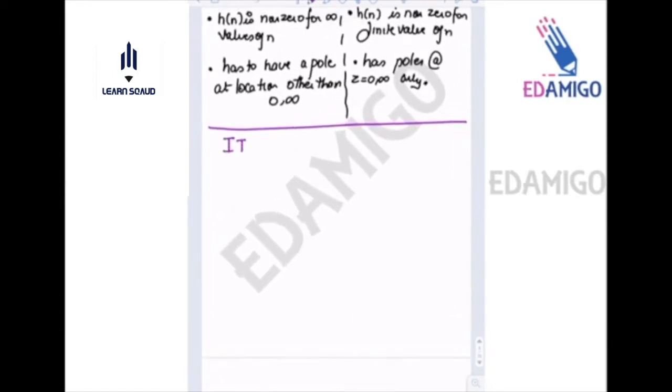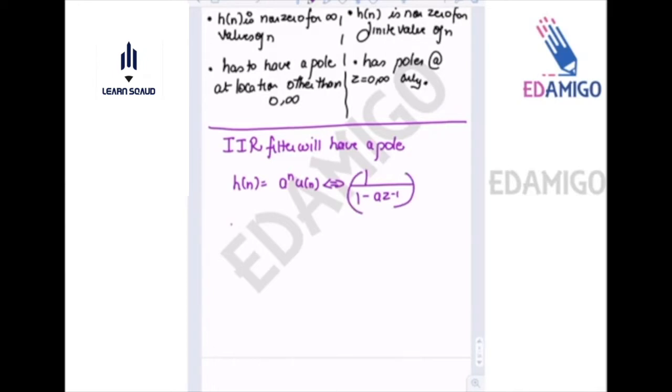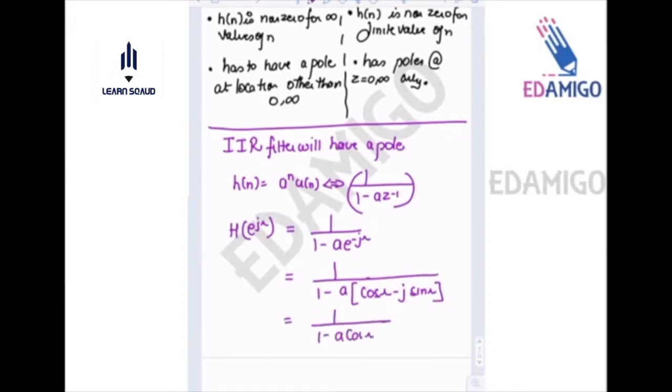Now as you know, an IIR filter will have a pole. So for example, let us say h(n) is a to the power n u(n). So the Z transform will be 1 over 1 minus a z inverse. By taking the discrete time Fourier transform, H(e to the power j sigma) will be 1 upon 1 minus a e to the power minus j sigma. That will come out to be 1 upon 1 minus a (cos sigma minus j sin sigma). So this can be written as 1 minus a cos sigma plus a j sin sigma.